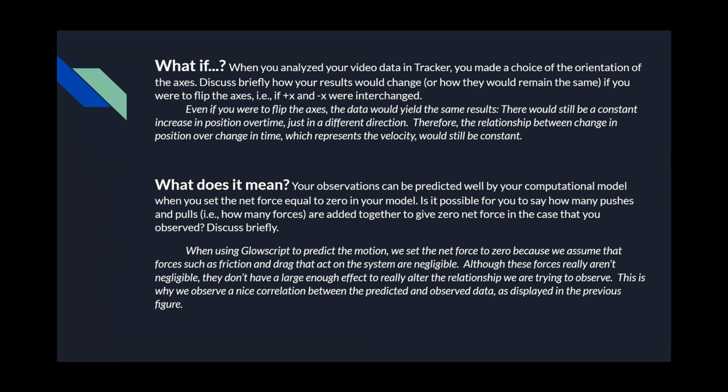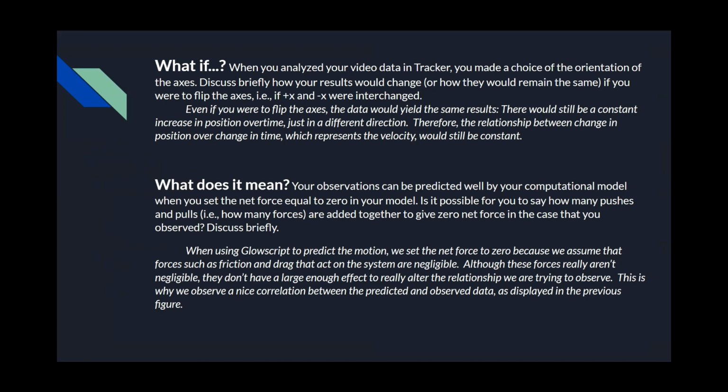So what exactly does this mean? Is it actually possible for us to just assume that force is zero? Well, when using GlowScript to predict the motion, we set the net force to zero because we assume that forces such as friction and drag that act on the system are negligible. Although these forces aren't really negligible, they don't have a large enough effect to really alter the relationship we're trying to observe. This is why we observe such a nice correlation between the predicted and observed data as displayed in the previous figure.